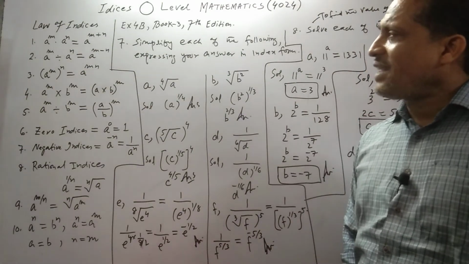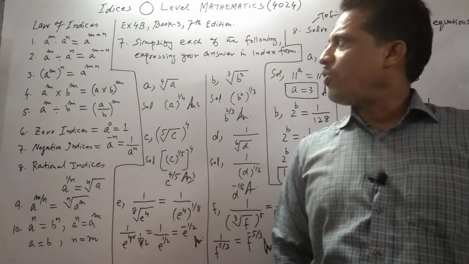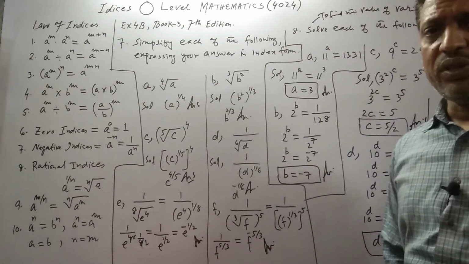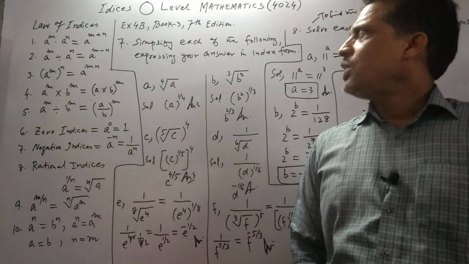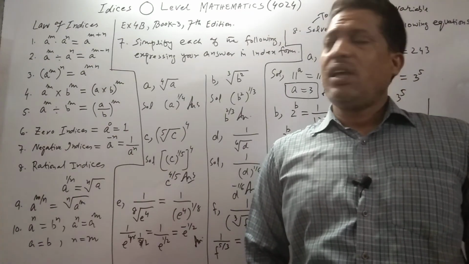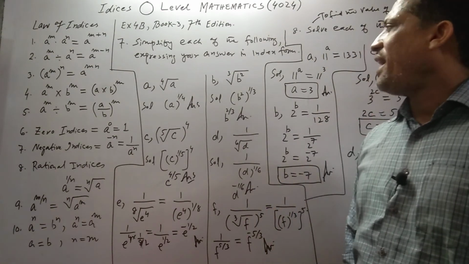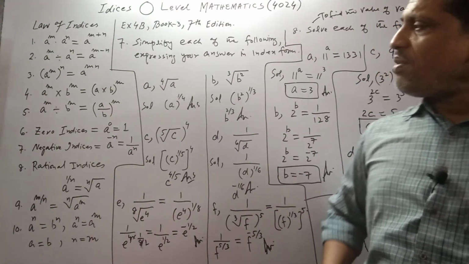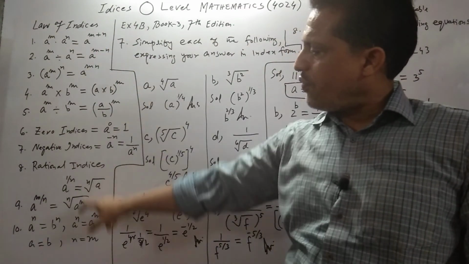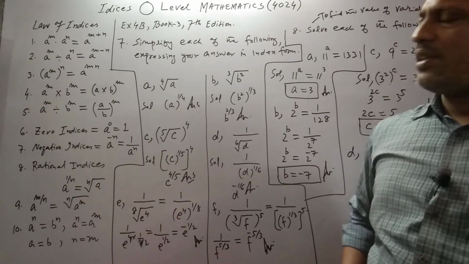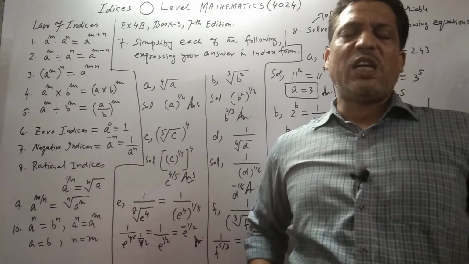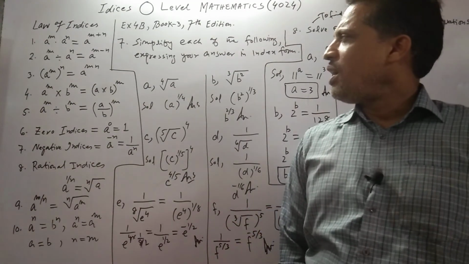So in the next class we will continue exercise 4b, because some more questions of indices are in question number 9 of exercise 4b. So never miss the next class. We will do question number 9 and 10 of exercise 4b. And remember all these laws of indices. These laws are very important. And after exercise 4b, we will continue past papers. We will do past papers of indices.